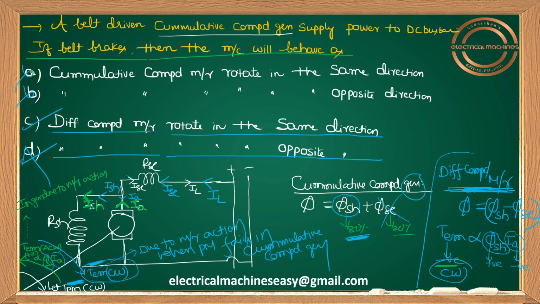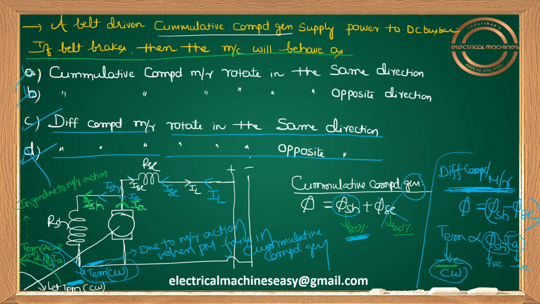Suppose you take phi_SC as more dominant; that leads to a wrong answer. I_SH is the same, so there is no change in phi_SH, positive in both cases. But if you take phi_SC, previously I_S is from left to right, now I_S is from right to left, so you take the flux also as negative. Flux negative and I_A negative becomes positive, so the torque becomes anti-clockwise. Then your electromagnetic torque will be anti-clockwise, T_PM will be clockwise, and your answer will be option D.